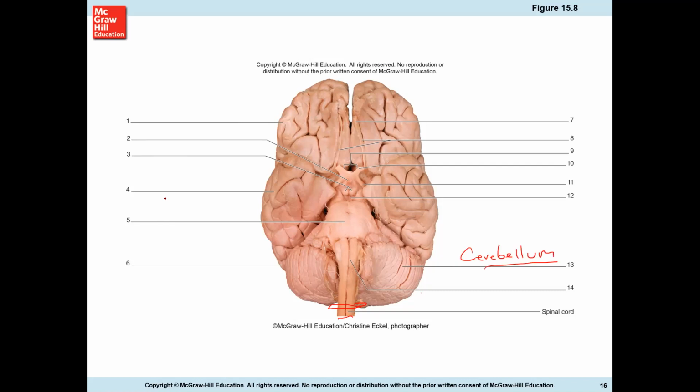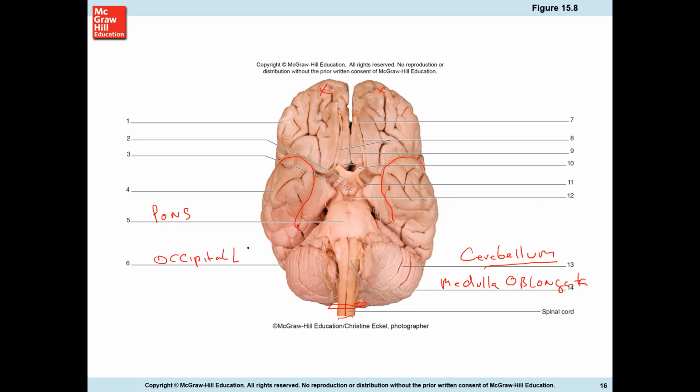Okay, this is going to be your pons, which is part of the brainstem. And this is medulla oblongata. Right? You can see this is the frontal lobe here. And technically, you can't really tell, but this is the temporal lobe on the bottom. We're looking at the inferior view. All right, and this right here is the occipital lobe.